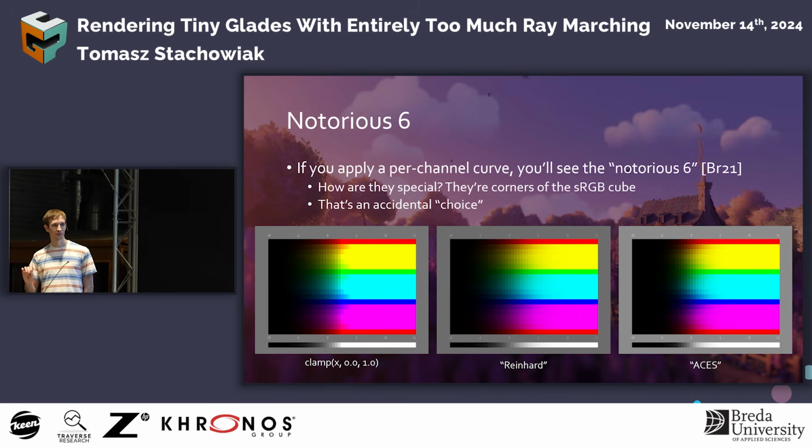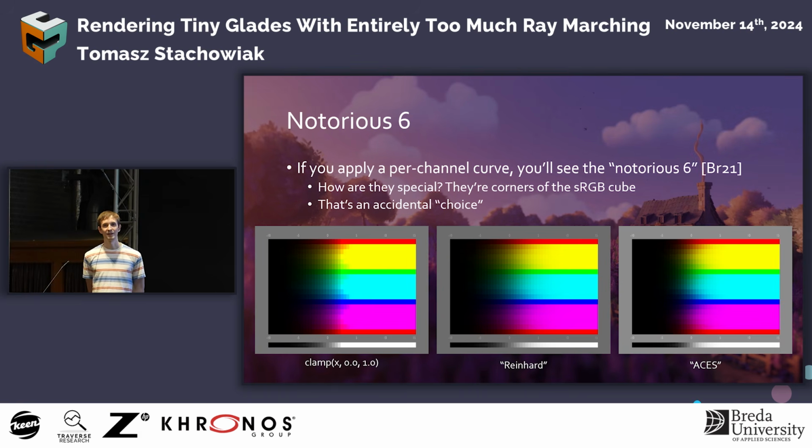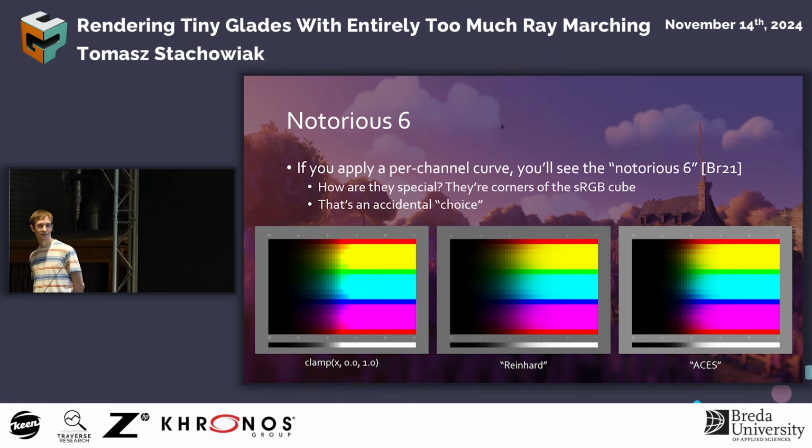One of the traps you may fall into is this notorious 6 problem, where if you apply a per-channel tone mapping curve or display mapping curve to your image, you will most likely see those 6 colors popping up everywhere. At the bottom, you can see just clamping the colors. You can see applying Reinhard and the typical ACES curve. And the right side of it, where exposure increases, is always the same. The only thing special about these colors is they are corners of the sRGB cube. So if you see that in your pictures, it's not something you actually made as a choice. It's just an engineering artifact of the color space that you're using.